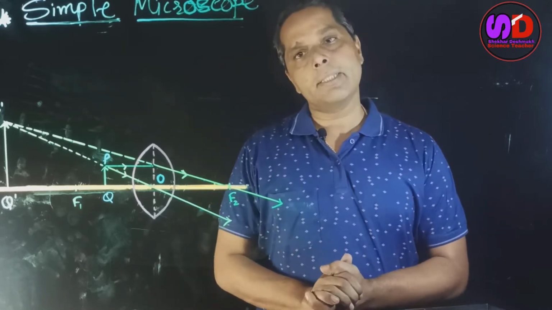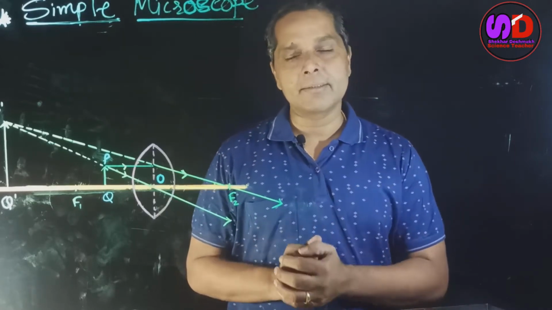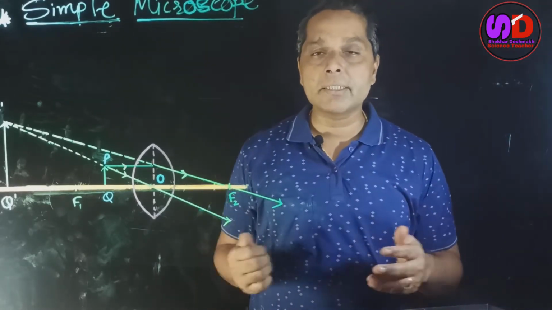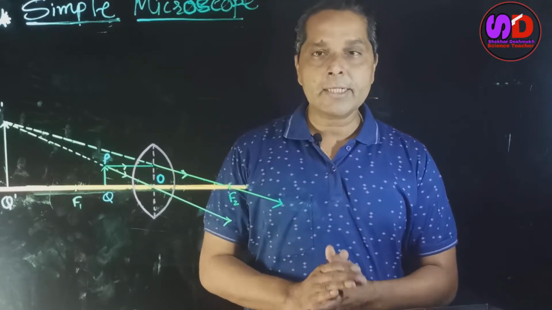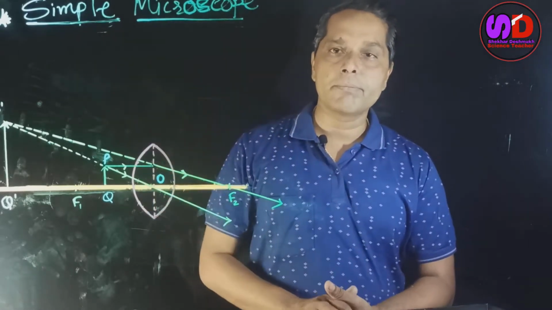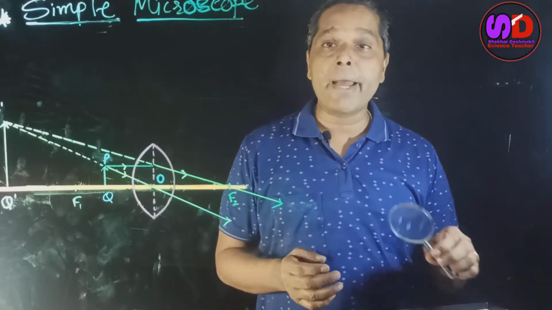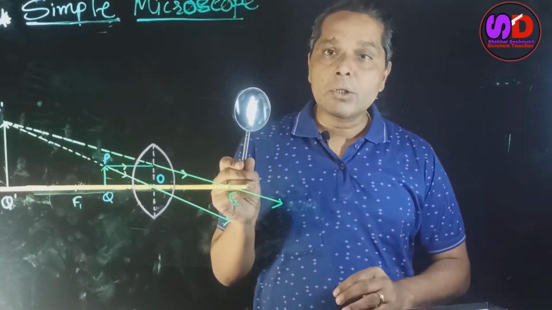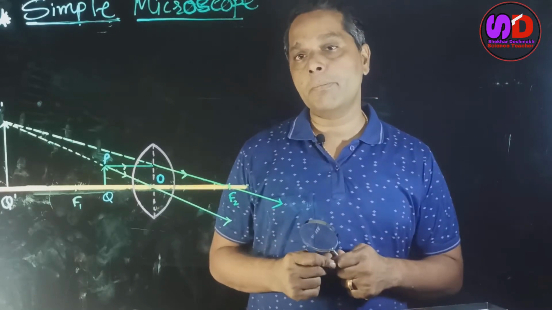In the last session we have seen the uses of concave lens, and in this session we are going to discuss some applications or uses of convex lens. There are so many applications. The first that we are going to see is the simple microscope. The simple microscope is nothing but what we call a magnifying lens. We get 20 times larger image by using this simple microscope.